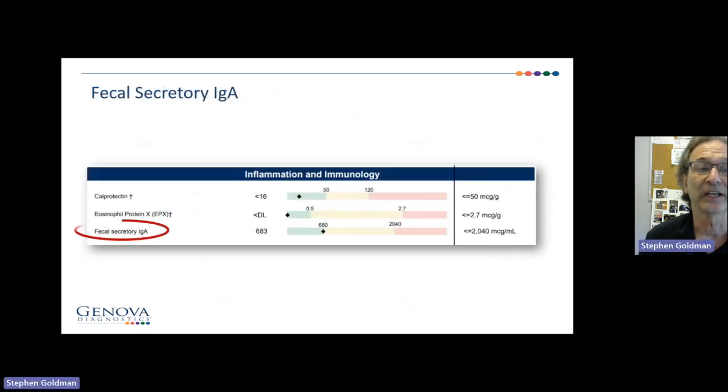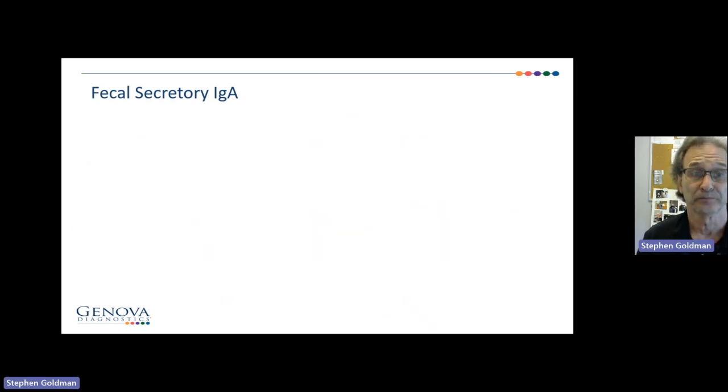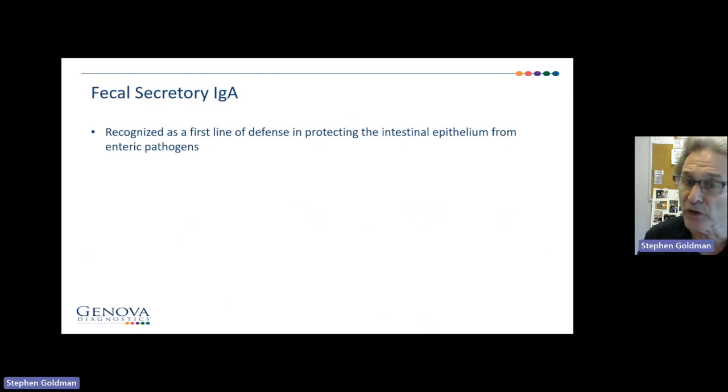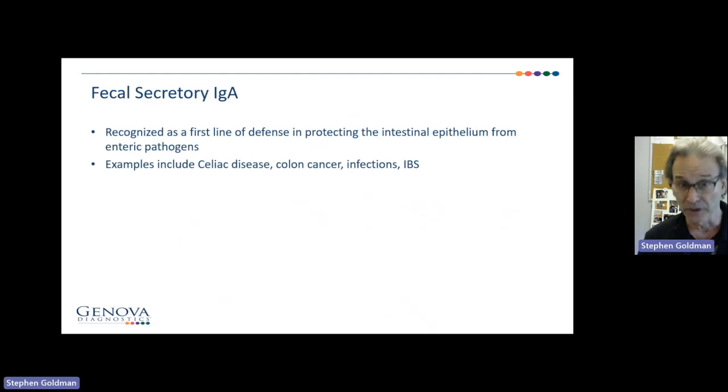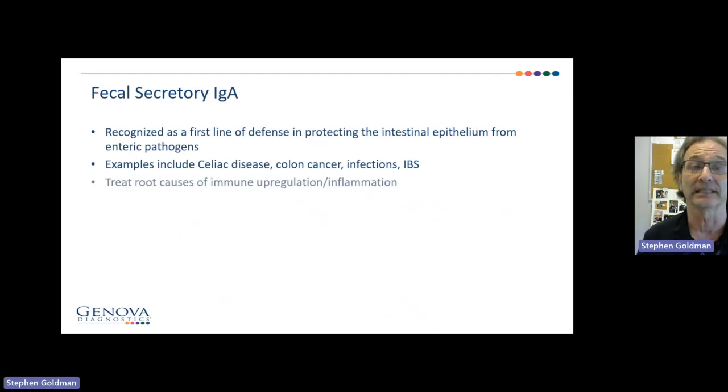And that takes us to fecal secretory IgA. IgA antibodies reside in the gut mucosal tissue. Therefore, they tend to be your first immune responders to irritation of the mucosa. So, recognized as a first line of defense in protecting the intestinal epithelium from enteric pathogens. Examples include celiac disease, colon cancer, infections, and IBS.